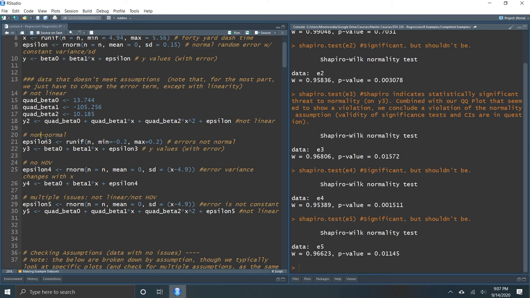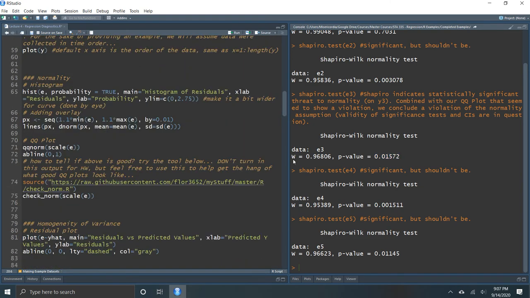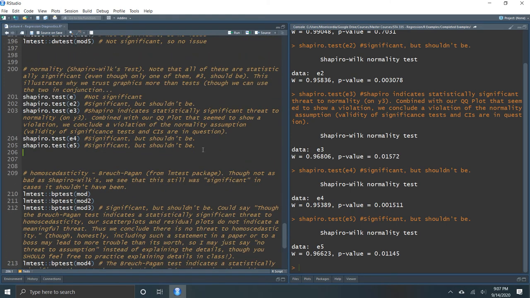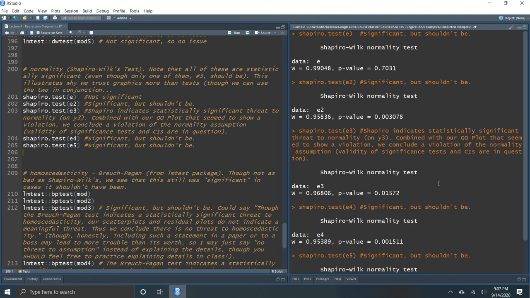Yeah, number 3. What's really interesting here is that it doesn't even have the lowest p-value. The one, E4, with no homogeneity of variance has the lowest p-value. So this isn't even the most statistically significant one, but it is the only one where the test is correct that we have violated normality, and we know that because we generated the errors from a non-normal data set.